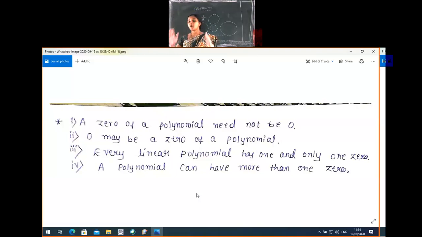I think you have got the clear picture of these 4 points. Very important conclusion of this topic. A zero of a polynomial need not be 0. 0 may be a zero of a polynomial. Then, every linear polynomial has one and only one 0. Then the last point, a polynomial can have more than one 0. Okay? Yes.